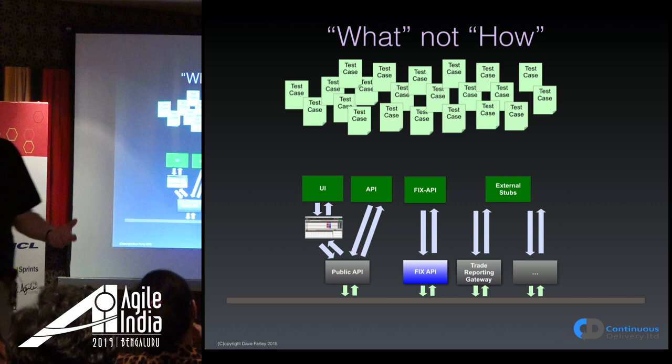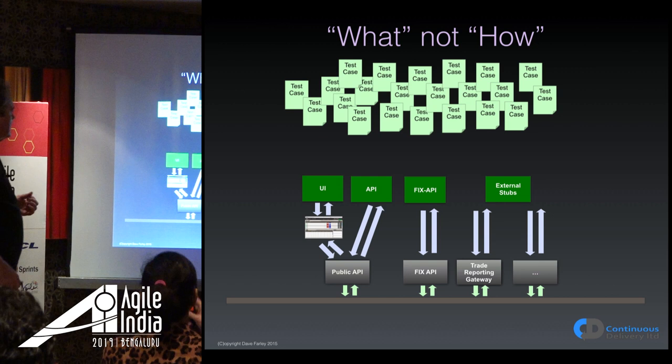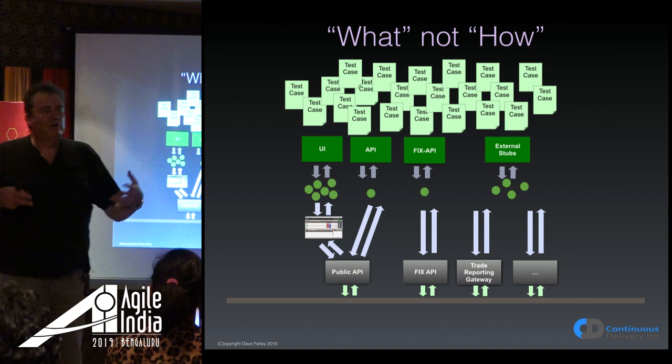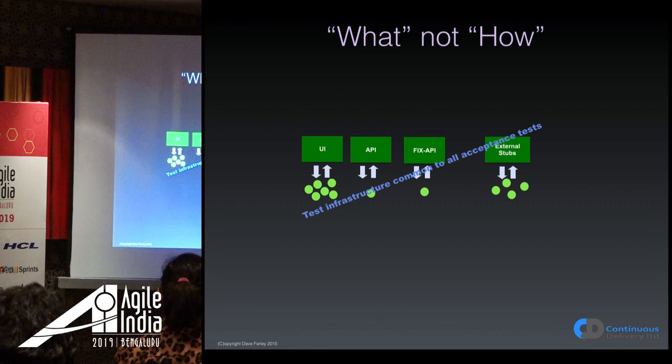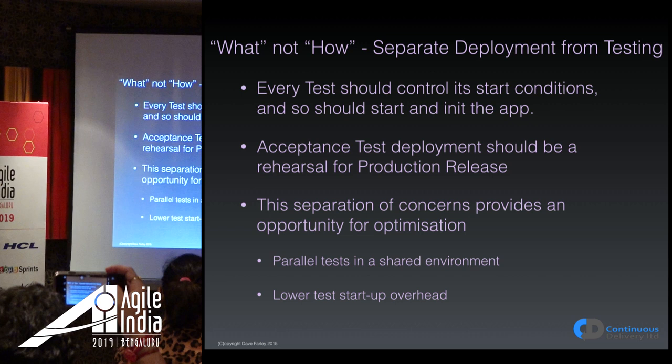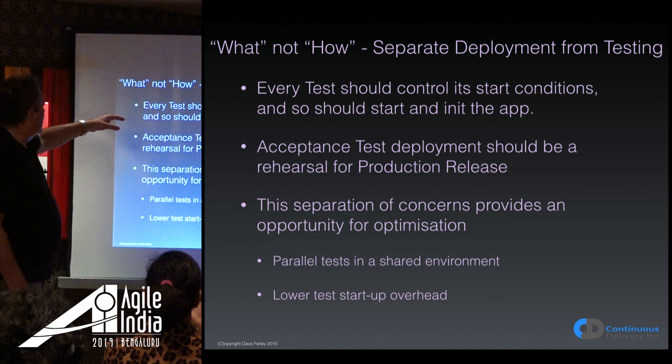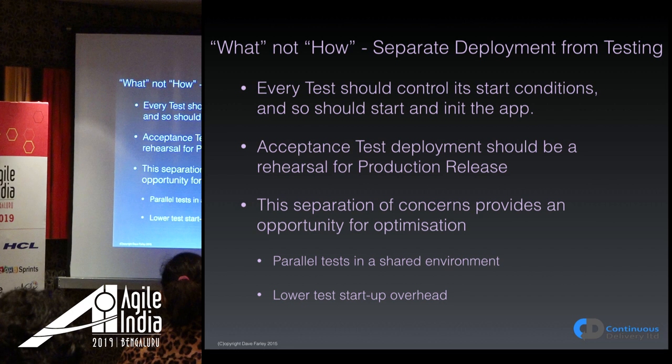As you go down this route, what you tend to find is that the infrastructure has a number of properties. There's a number of behaviors that are useful to exist in there. And we'll explore some of those as we go through. The next idea is to separate deployment from testing. In test-driven development, every test usually is going to control its start conditions. We don't want to have dependencies between tests and all that kind of stuff.